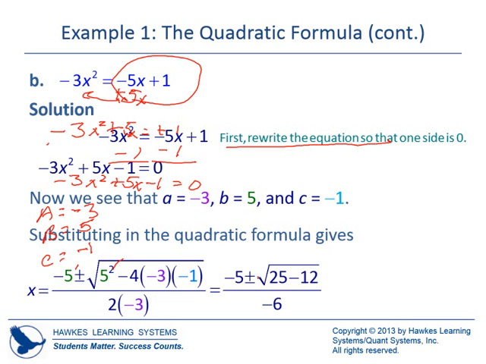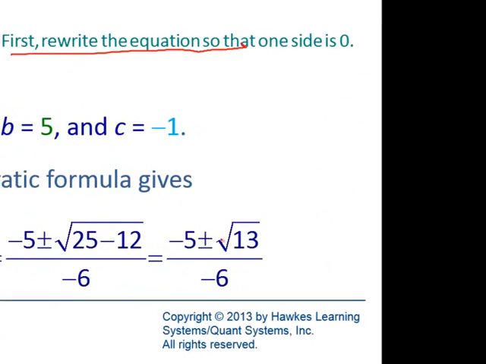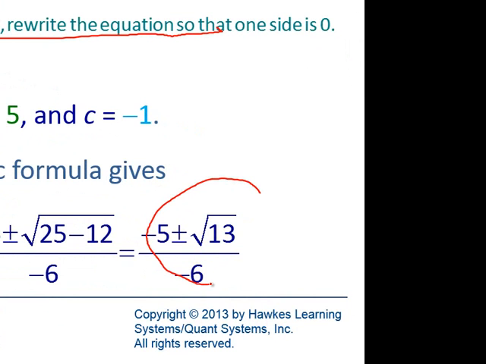Notice how we have a negative 5 plus or minus the square root of 25 minus 12, which would be what? Square root of 13. And so that will be our answer right there.